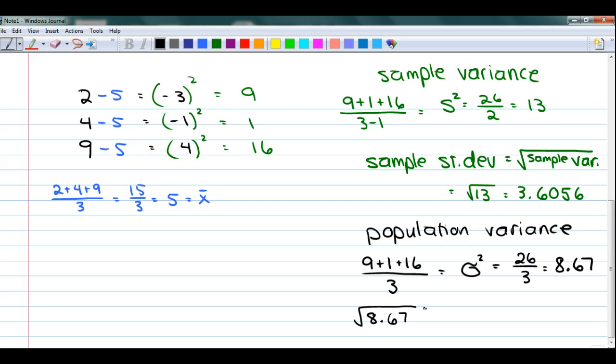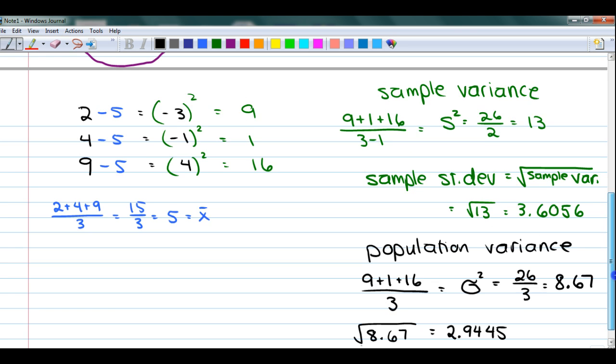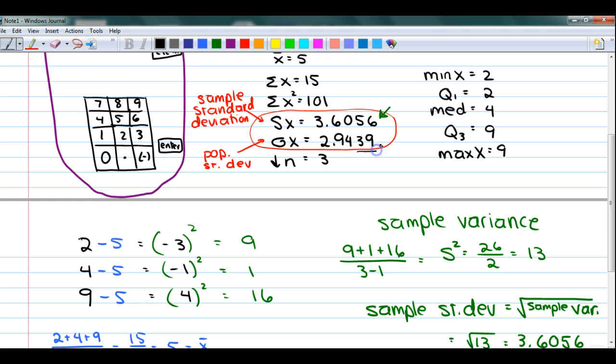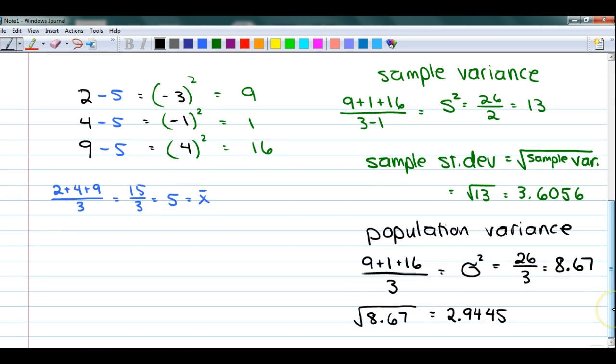But since I'm rounding, I'm going to get 2.9445. How close did I come? Not too bad. But those rounding errors can really hurt you in stats. So you want to wait until the very last thing to do your rounding. If I took the square root of 26 over 3, now I'm going to round to 2.9439.